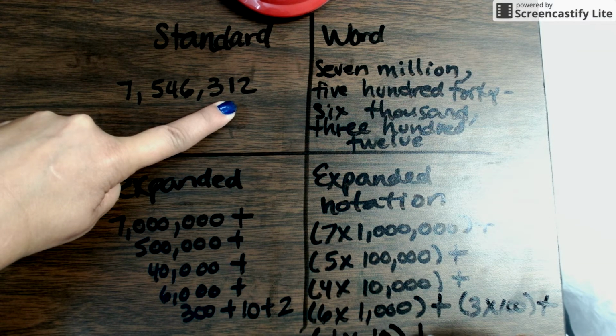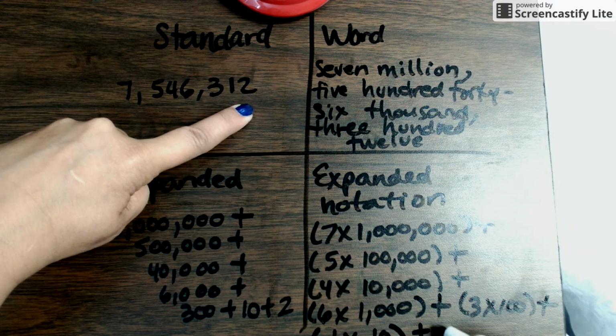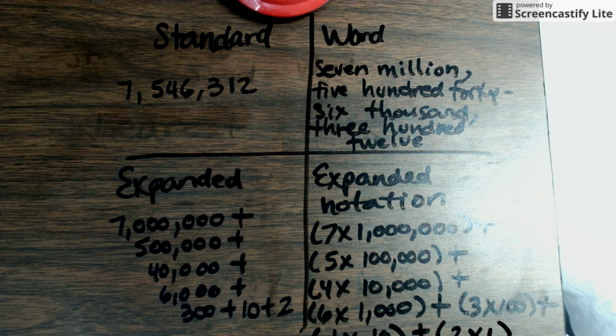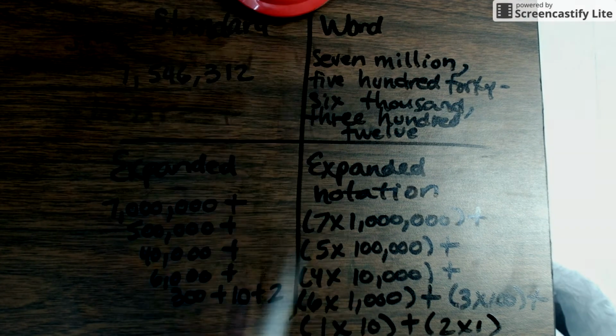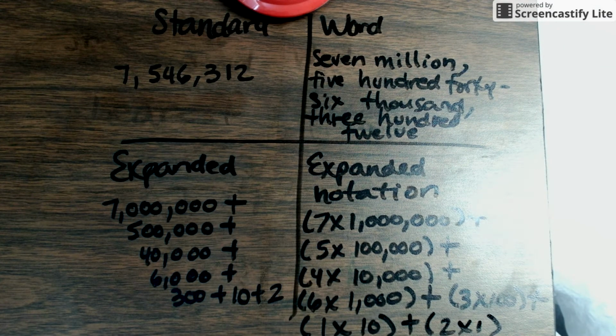say 1 times 10. And then finally, the 2 is in the ones place, so we have 2 of them, so we would say 2 times 1. And that's how we would write that number in expanded notation.